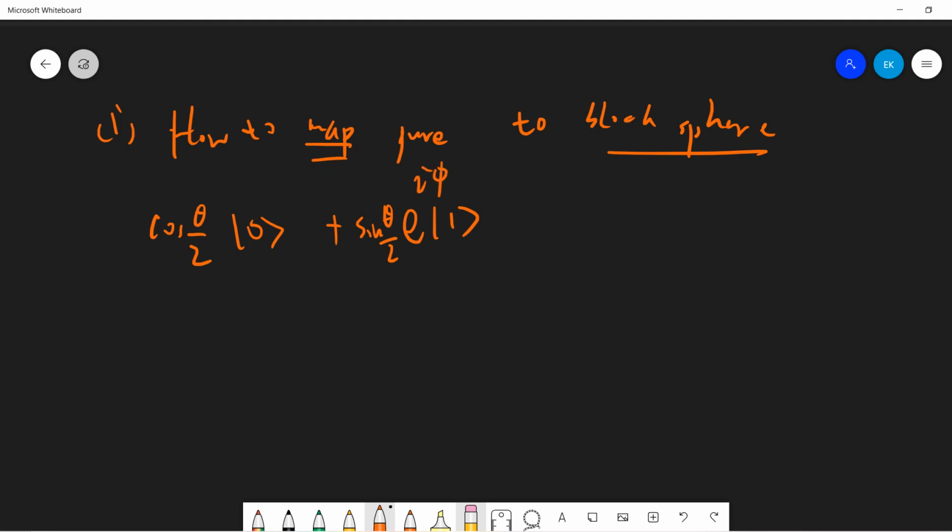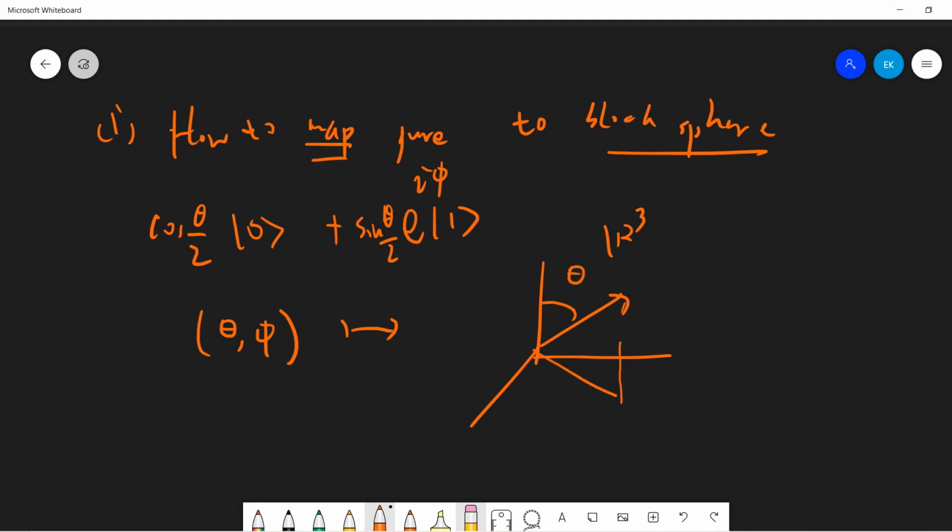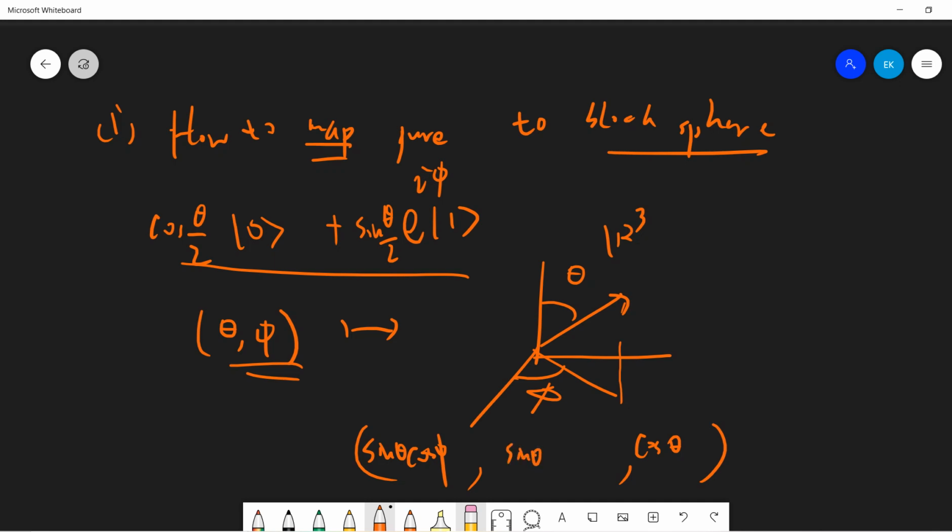But there should be a complex factor here, because otherwise everything will be real. So the beta I define here. Now the single qubit state is defined by theta and phi. I can just plot theta and phi into a three-dimensional vector, the standard spherical coordinates. So that means the single qubit state is mapped to a vector. This is the single state, a single vector in three dimensions.